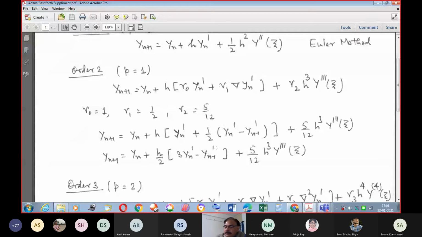Can you see that? Just like your midpoint method, can you start this with y1? Can you get the value of y1 here? No. So you have to start for n equal to 1 at least, means it will start calculating y2 onward. So y1 we have to calculate from some other method.